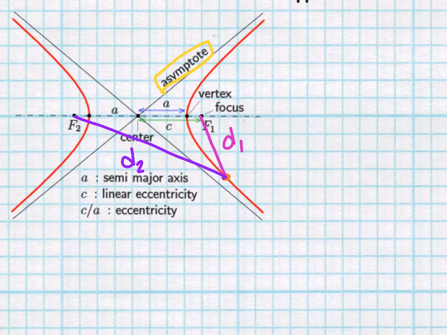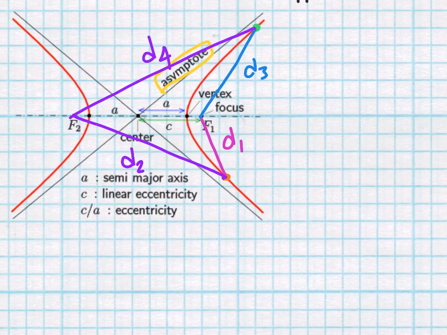I could pick a point over here, and I could do the same thing, measure the distance from here to the focus, D3, measure the distance from that point to the other focus, D4, find the difference, and the difference is going to be the same no matter where the point is. And I could flip over to the other piece of the hyperbola, pick a point, find the difference. The difference between the distances to the two foci is the same no matter where you are on the hyperbola.